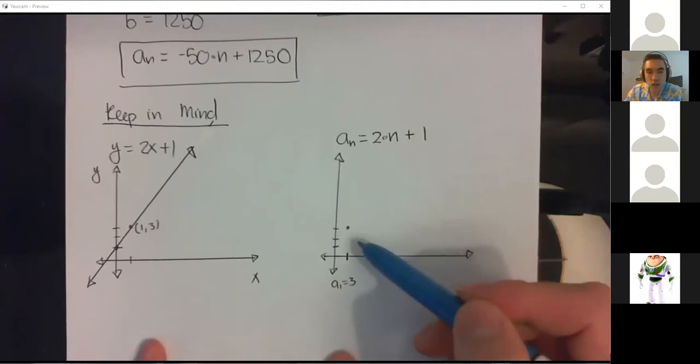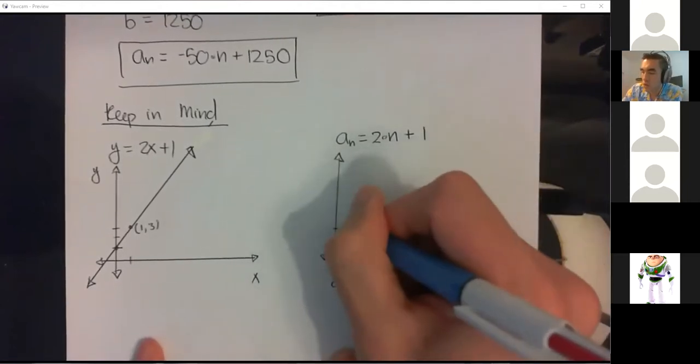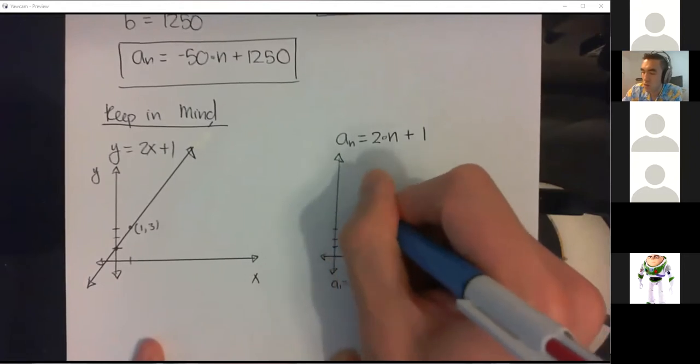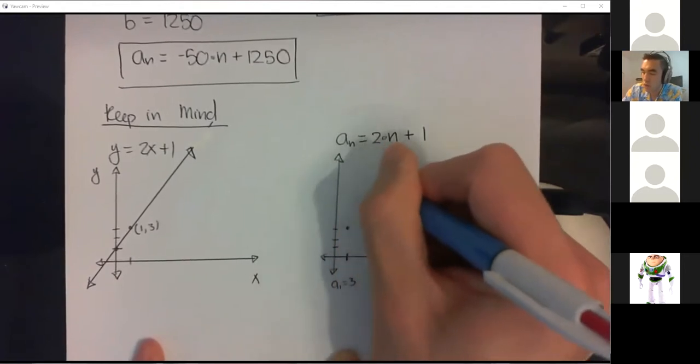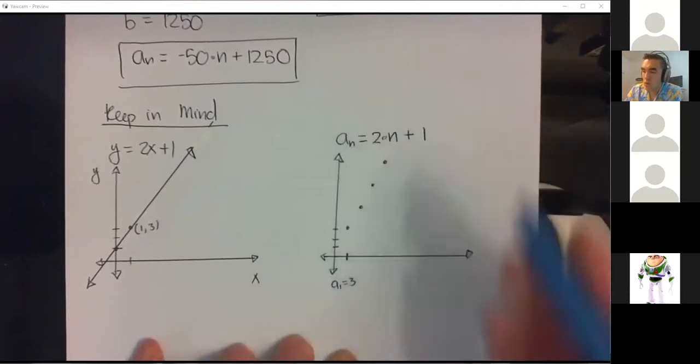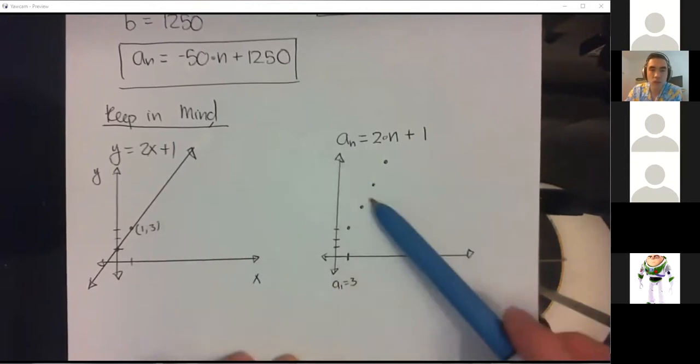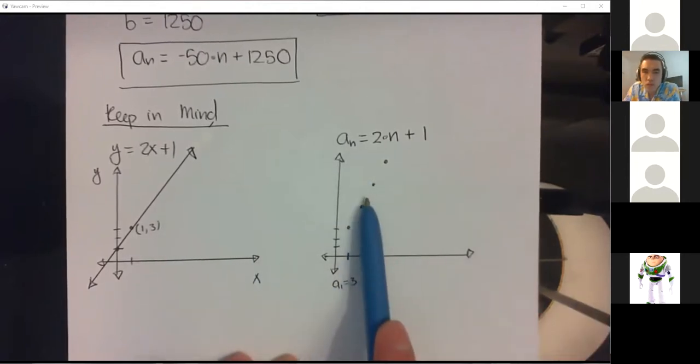And then as I go along, I can use the common difference in order to generate the rest, right? I go up 2, just like the slope, up 1, 2 over 1. Up 2, 1, 2 over 1. Up 2, 1, 2 over 1. And so while all of these points trace out the same pathway that this line would trace out, what's in between these points? What is right there?